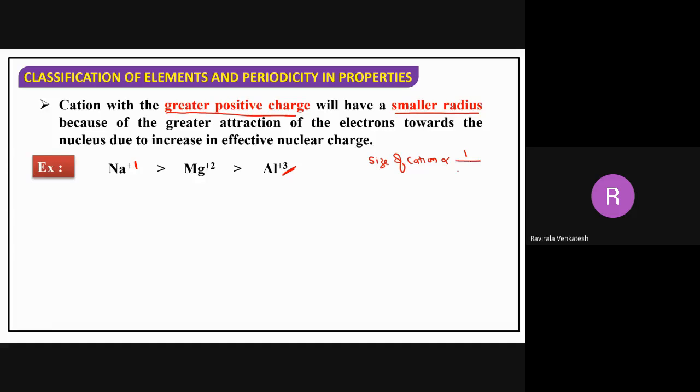Inversely proportional to charge. Aluminum plus 3 is having more charge, so what happens to its size? Less size. Now, what is the reason behind this? I will explain this one.